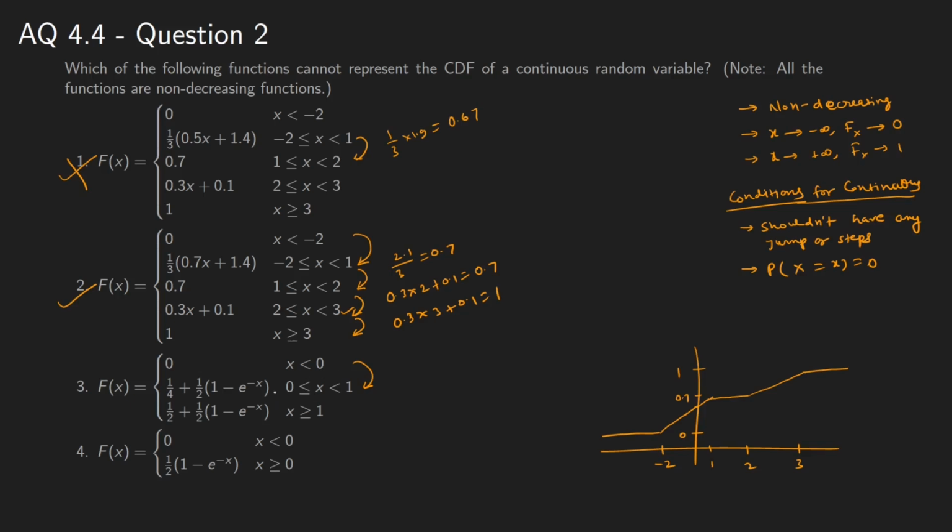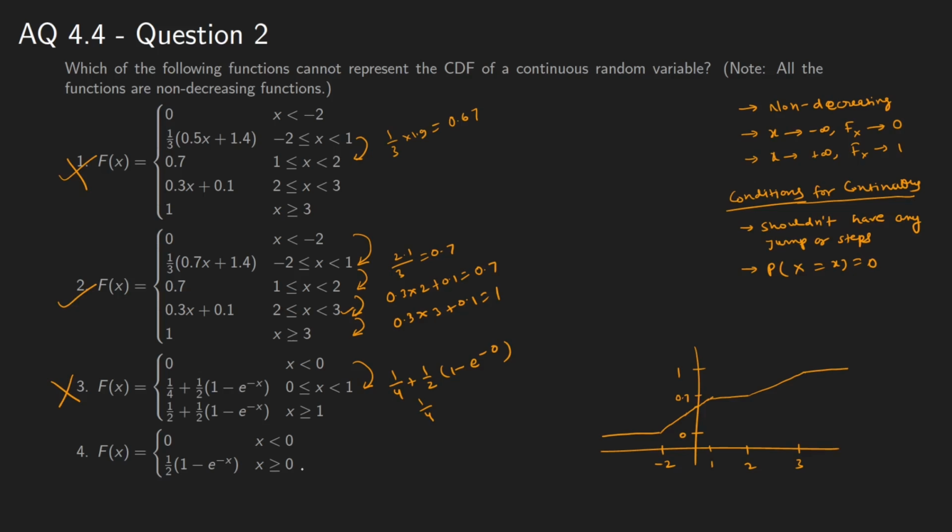But at x equals 0, what's the value of this curve or this piece? When we put x equals 0, it becomes, which is equal to 1. So the 1 by 2 part becomes 0, and finally we are left with 1 by 4. So it means that at x equals 0 there is a jump, right? Before 0 the value of the function was 0, but exactly at 0 it becomes 1 by 4. How can that be possible? That can be possible only when there is a jump or a step. So we can conclude that it cannot represent the CDF of a continuous random variable.